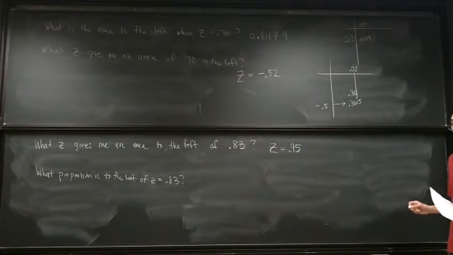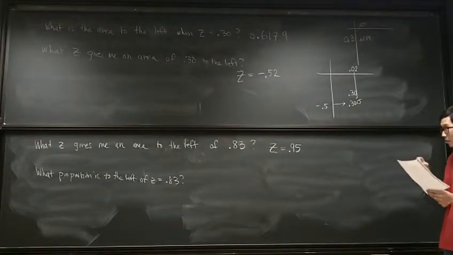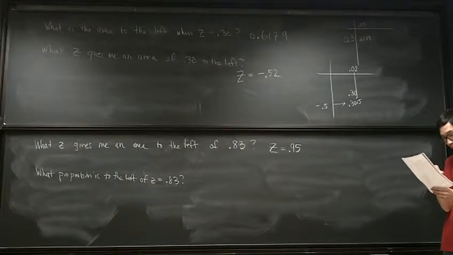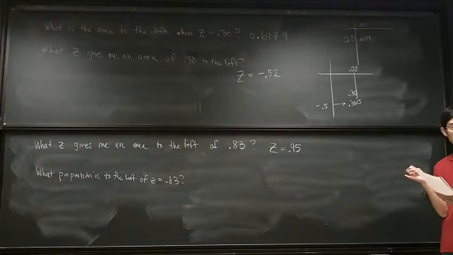Explain why that was. If you do 0.83 minus the number for 0.95, 0.8289, and 0.83 minus 0.8315, the number that's further away is 0.96, and the one that's closer is the one that's 0.95.